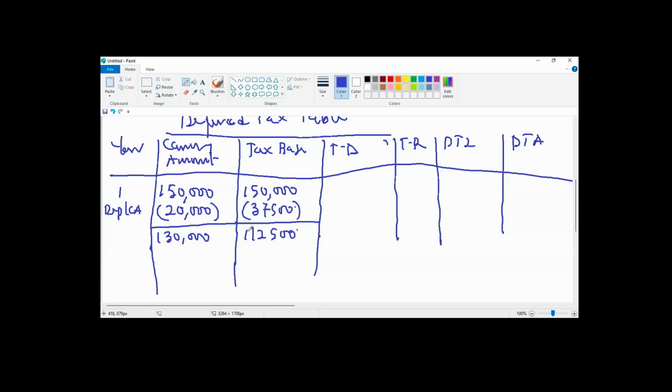As it creates a difference here, there is a temporary difference. What is the temporary difference now? 17,500. How do we get 17,500? I say 130,000 minus 112,500, which gives 17,500. I will go to the tax rate given in the question, which is 20%.